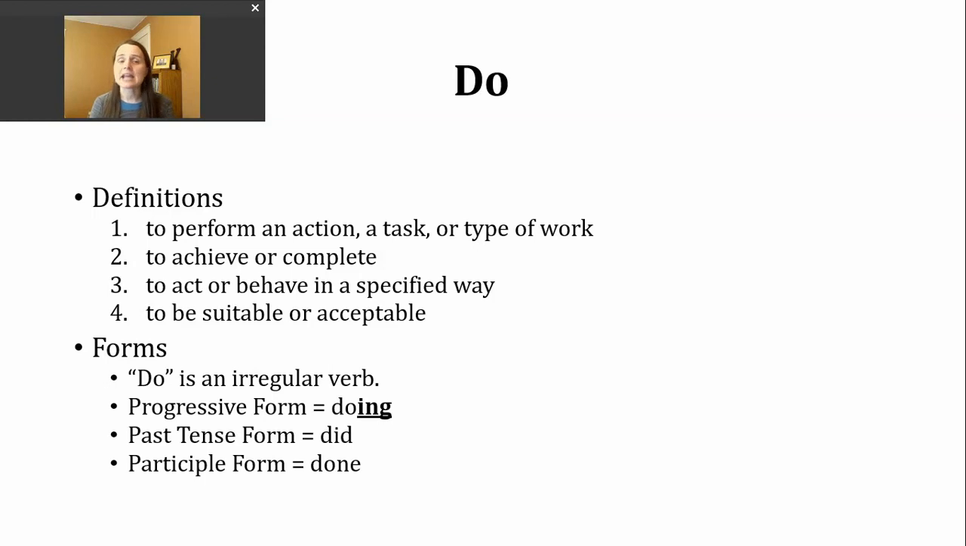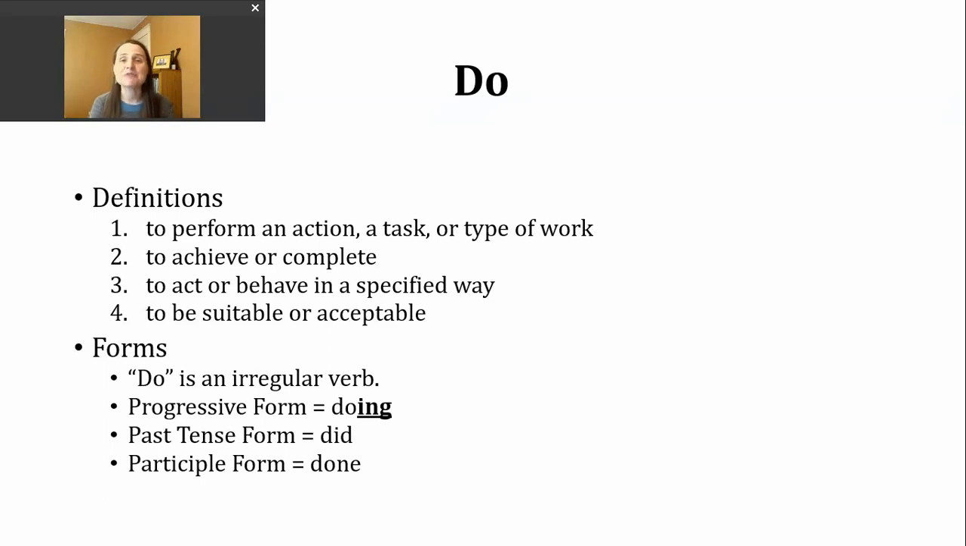A second way you might hear the verb do used is to mean to achieve or complete. So it's possible that you might hear someone use the verb do to describe someone performing an action and then also use it to signal that the action has been completed or the task has been completed.